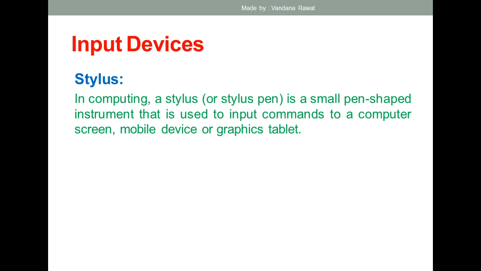Now after that, if we talk in terms of computing, then a stylus is a small, pen-shaped instrument that is used to input commands to a computer screen. It means that with the help of this you can even picture something, you can even draw something, but only by applying pressure onto the surface. So this is the main function of the stylus.